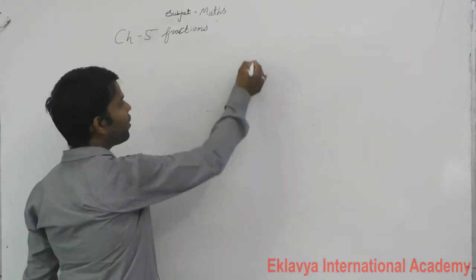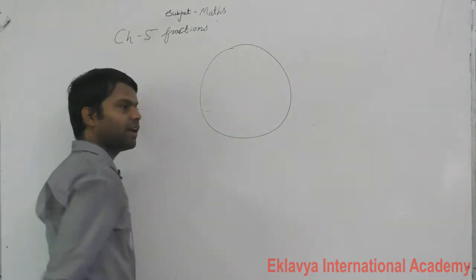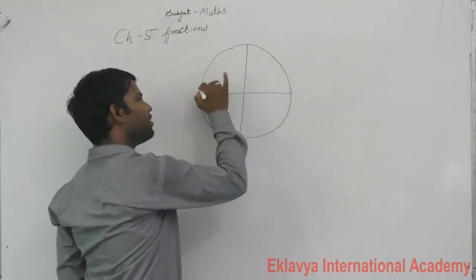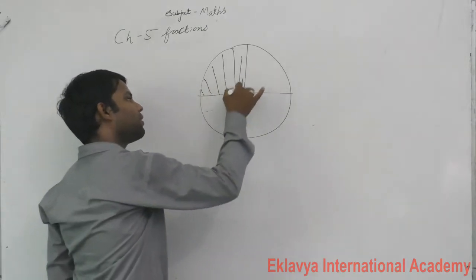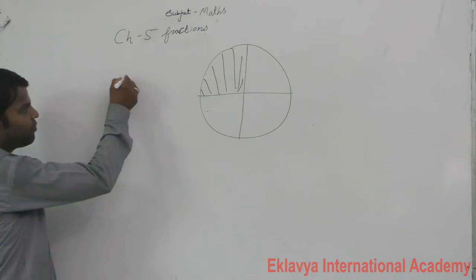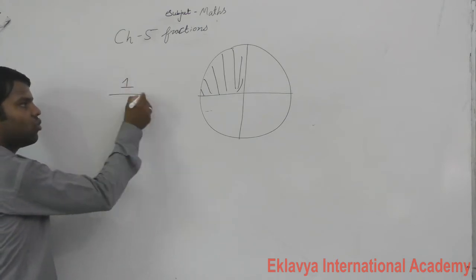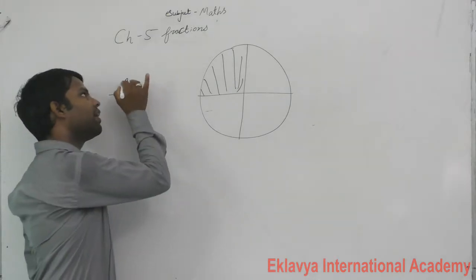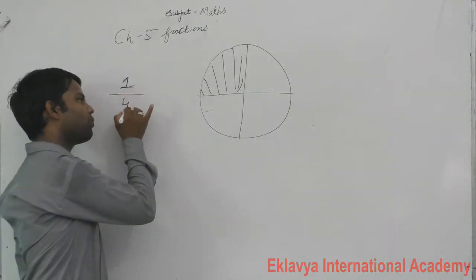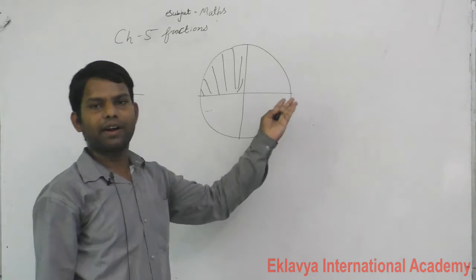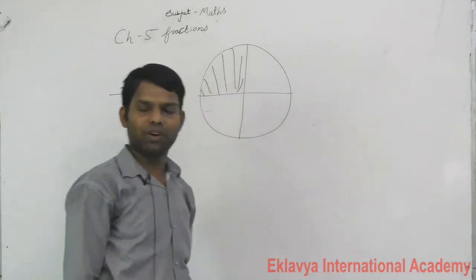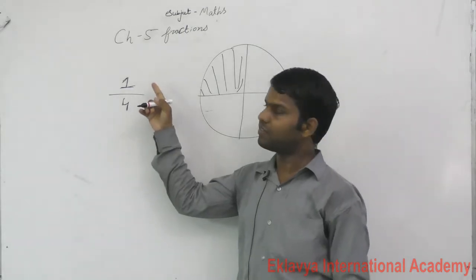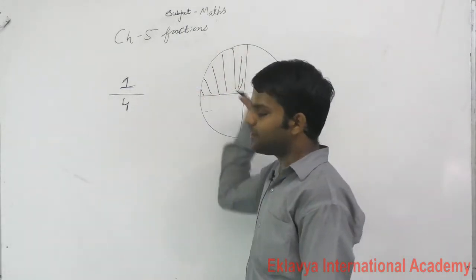Like if we have a circle, it is a complete part. If we divide it into 4 parts and we shade one part, then we say one part is shaded out of 4 parts. It means it is one part and it is 4 parts. 4 is the complete part. In this we take only one part. So fraction is the number which we can say is a part of a complete number.